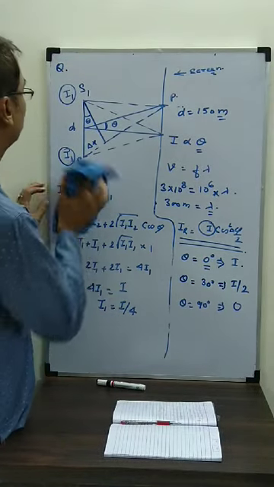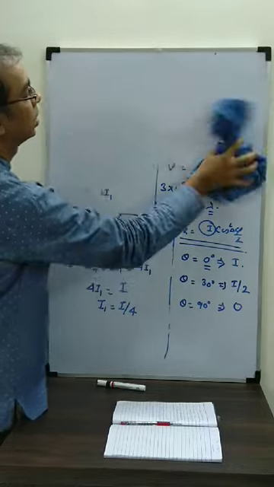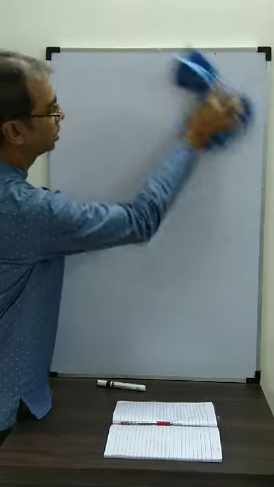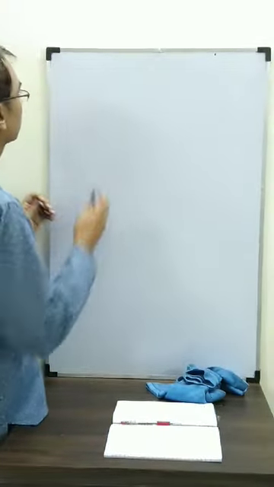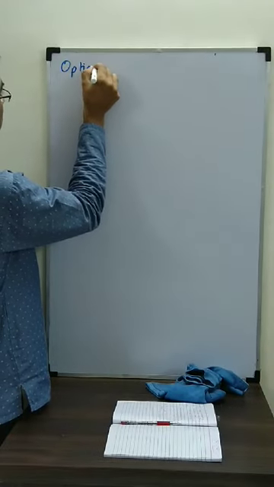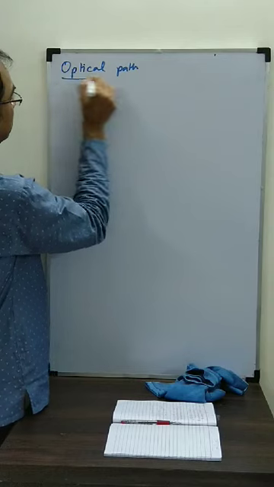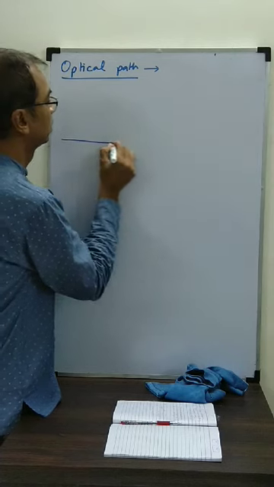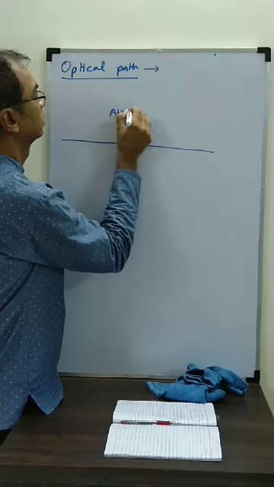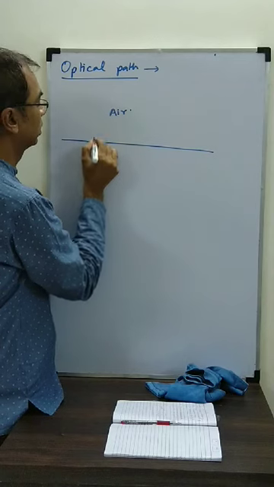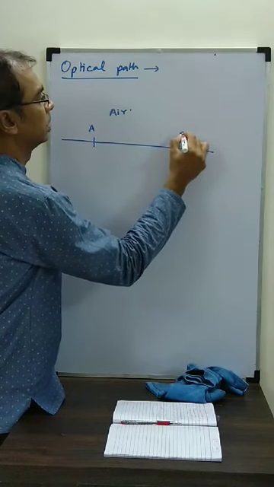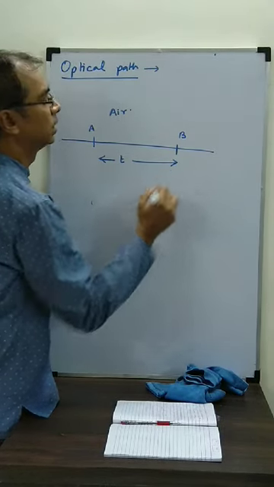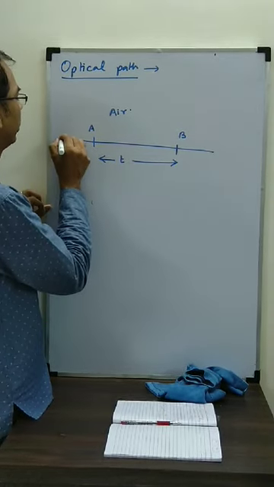Right then. Let's go for the next concept now. The next concept that we have is optical path length, or optical path. What is this? Let us see. Now suppose that one wave is moving in air. This point I am calling A and this point I am calling B. There are 2 points, and let's say the separation between them is t. They are part of the wave. One wave is moving like this.